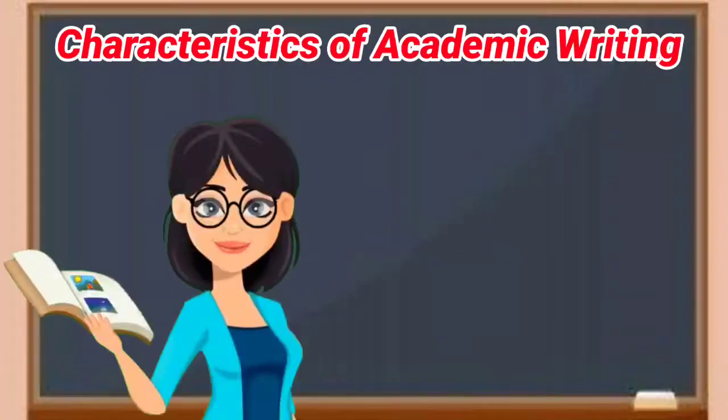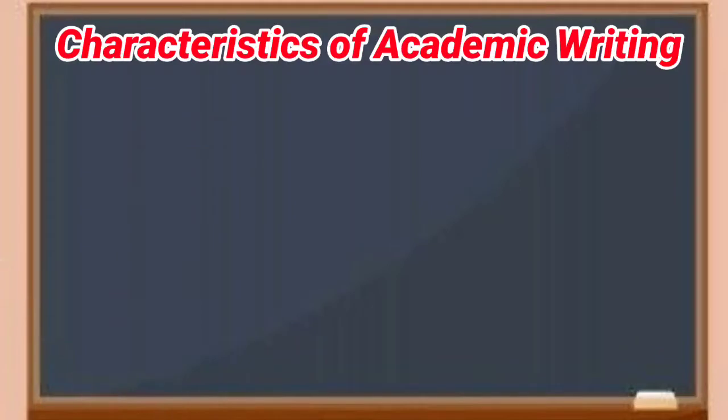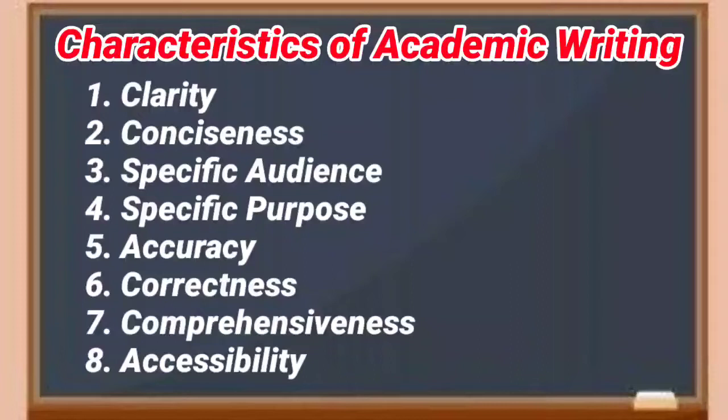There you go. All of these are the characteristics of academic writing. Again, what are the characteristics of academic writing? Clarity, conciseness, specific audience, specific purpose, accuracy, correctness, comprehensiveness, accessibility.